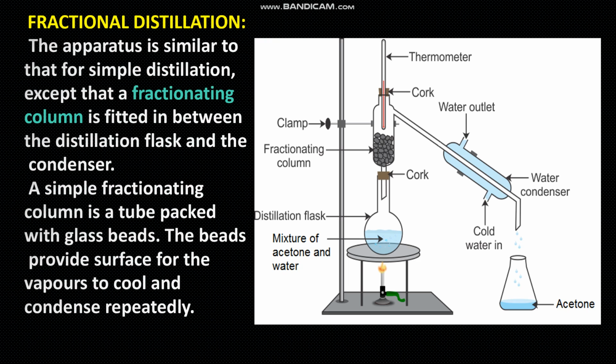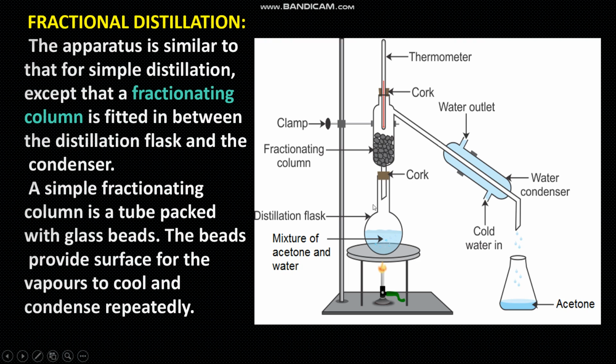So if the liquid contains more than two miscible liquids also, we can separate them by the method of fractional distillation. If the difference in boiling point is less than 25 Kelvin, instead of distillation, we are using the method of fractional distillation. Why are these glass beads used here? These glass beads provide surface for the vapors to cool and condense repeatedly.